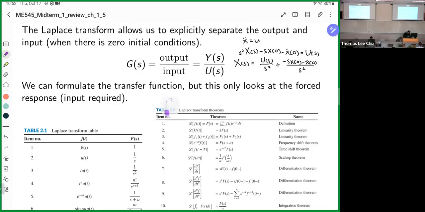Well, we know that this term here is our forced response. And this is going to be the transfer function, because the transfer function implies that we have this input here. So 1 over s squared is our transfer function. And this here is just our natural response. I'll do a different color.